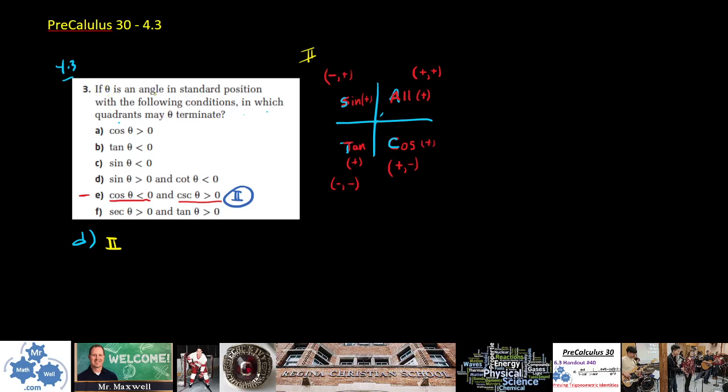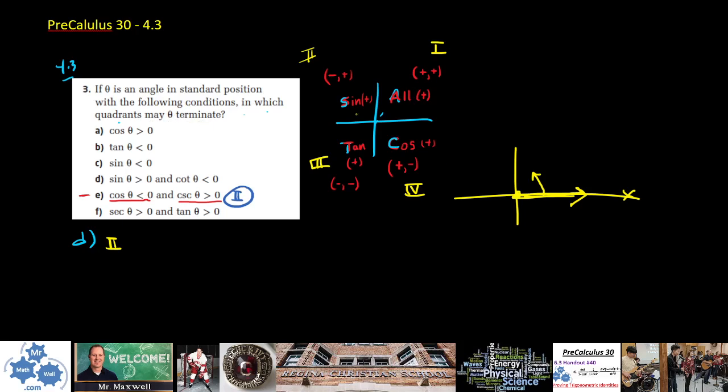Let's read it. It says, if theta is an angle in standard position, so we know standard position, let me just fix that for you. So remember standard position has the vertex at the origin. The initial arm of the angle is on the positive x-axis, and then standard position is going to go counterclockwise, okay? And of course this is quadrant 1 over here, quadrant 2, 3, and 4. You should know that. It says, with the following conditions, in which quadrants may theta terminate?